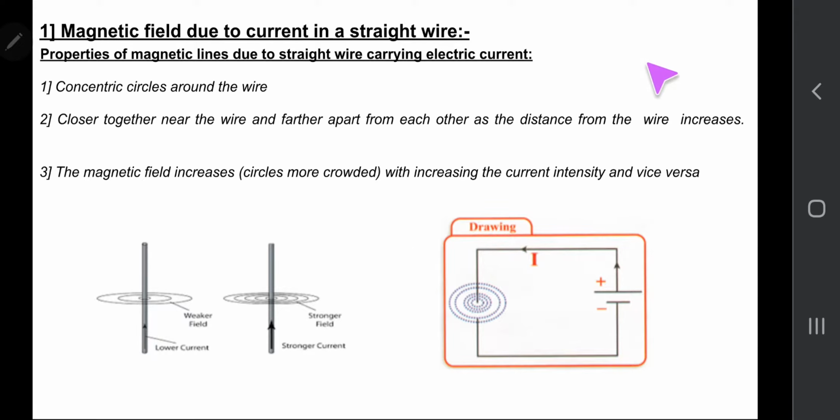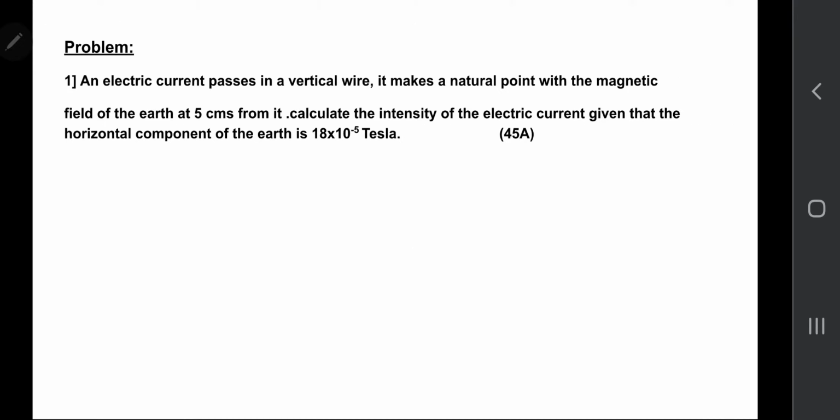For example, an electric current passing in a vertical wire. This makes a neutral point with the magnetic field of the earth at 5 centimeters from it. 5 centimeters is the distance between the point and the wire. To convert to meters, I write it as 5 times 10 to the power negative 2 meter. Okay? Calculate the intensity of the electric current.